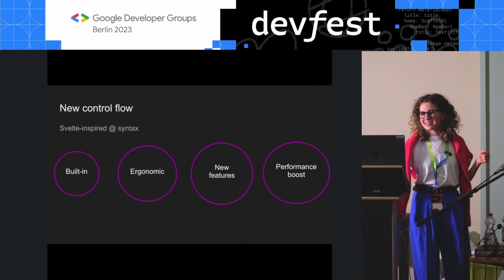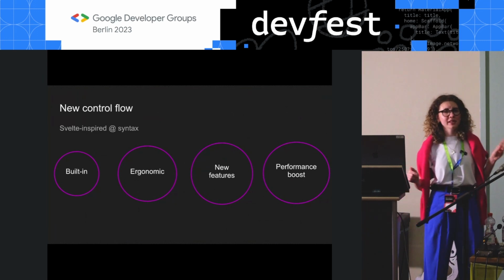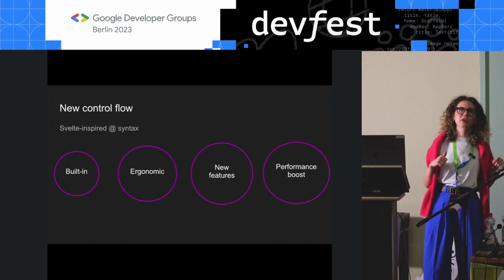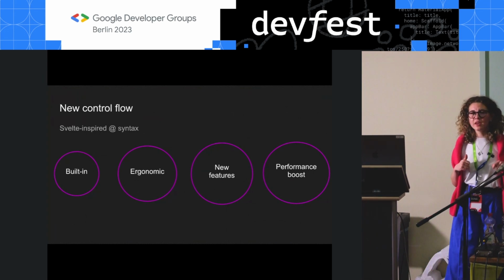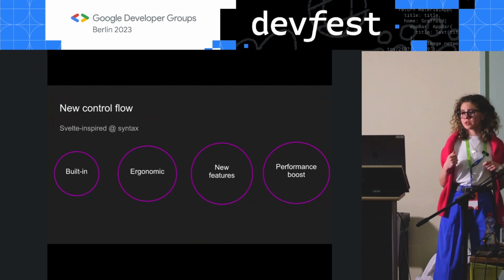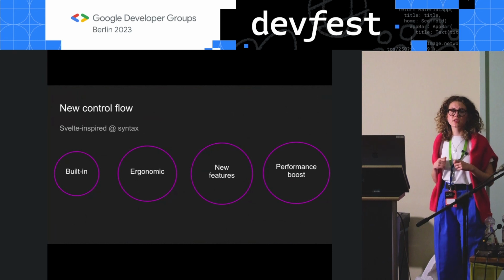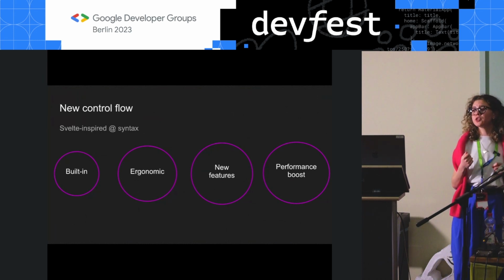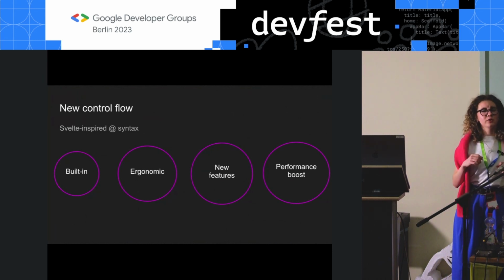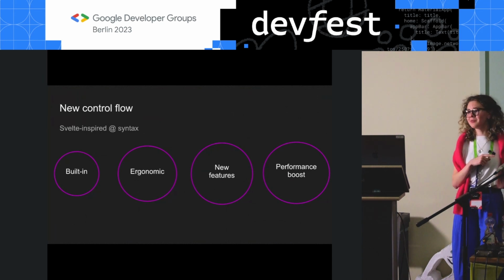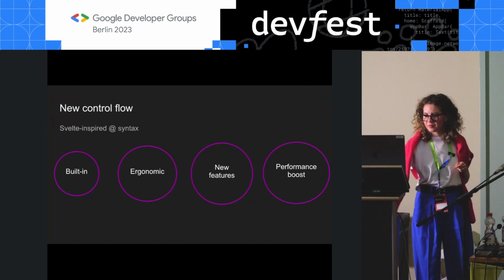Let's see what it looks like. It's a Svelte-inspired @ syntax that's now built in. It means no more having to import your ngFor, ngIf, ngSwitch. It's more ergonomic, which means it's easier to read and write. It introduces new community-requested features, and it produces some performance boost. So something linking to the first theme, velocity and performance.